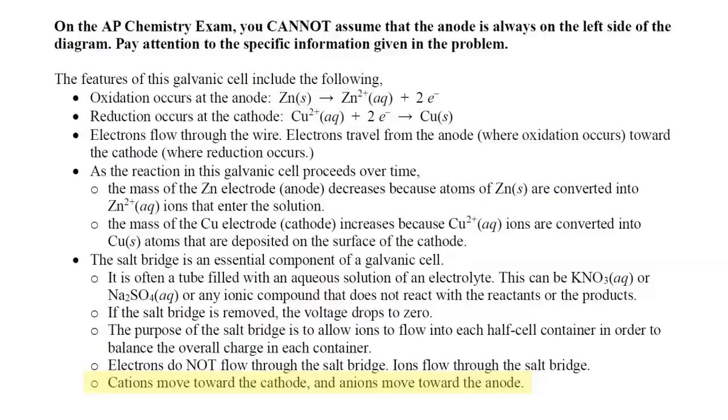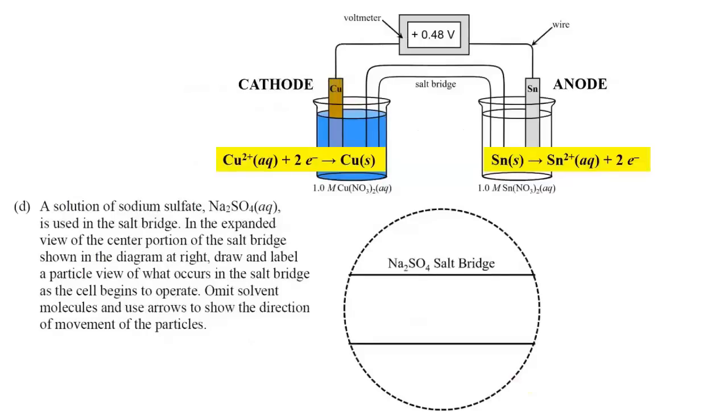Ions flow through the salt bridge, and since cations move toward the cathode and anions move toward the anode, we're going to draw the positive ion, which would be the sodium ion, moving toward the left, toward the cathode in this diagram, and then we'll draw the negative sulfate ion, the SO4 2- ion, moving toward the right, toward the anode. So cations toward the cathode, anions toward the anode. Again, don't assume that the anode will always be on the left. Look at the specific information that you were given in a galvanic cell diagram and how they discuss what's happening in that galvanic cell.